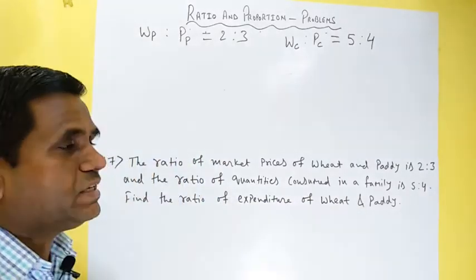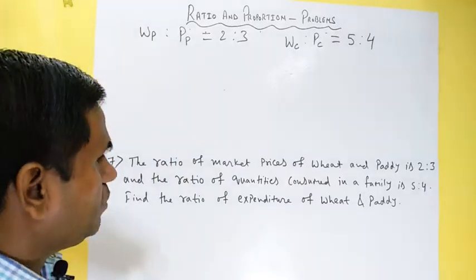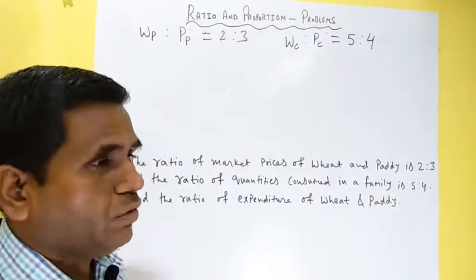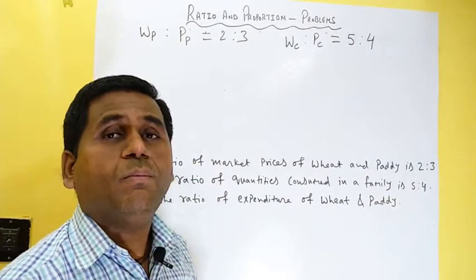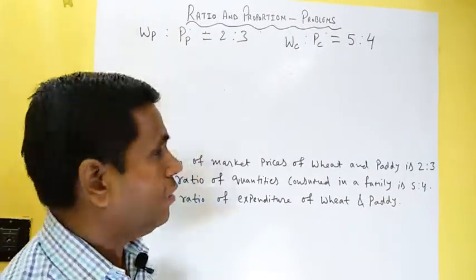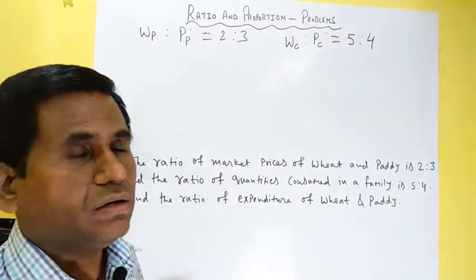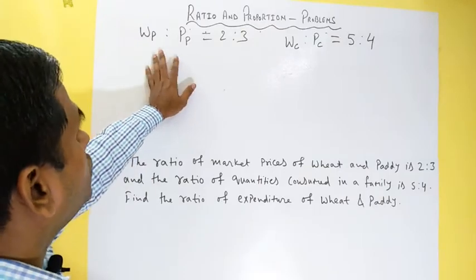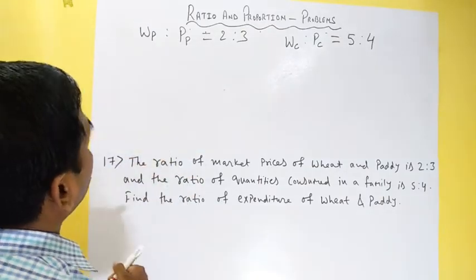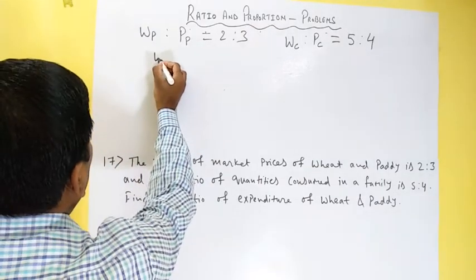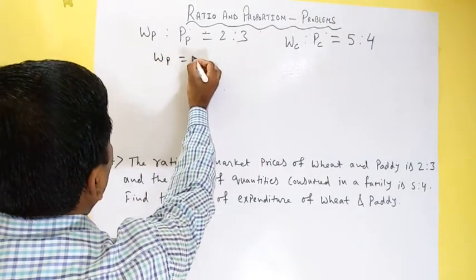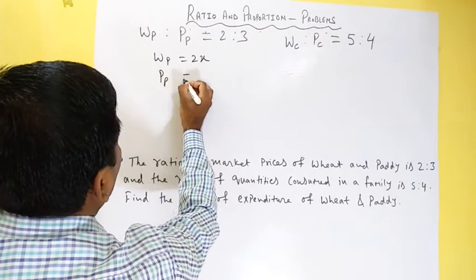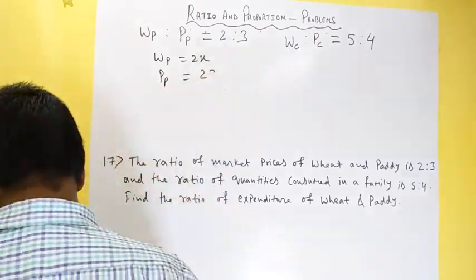So how to find the expenditure? Expenditure means whatever is my consumption, if I multiply it with the price, we will get the expenditure, right? This is our ratio 2:3. So to find the wheat price, it will become 2x, and paddy price will become 3x.